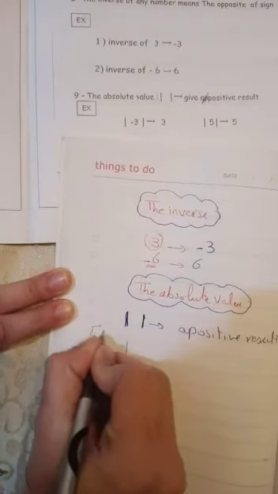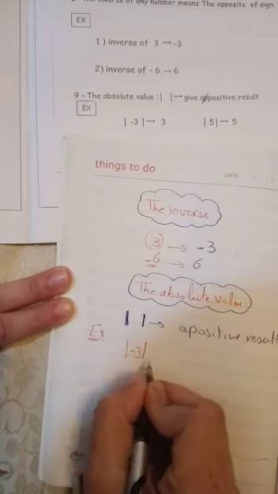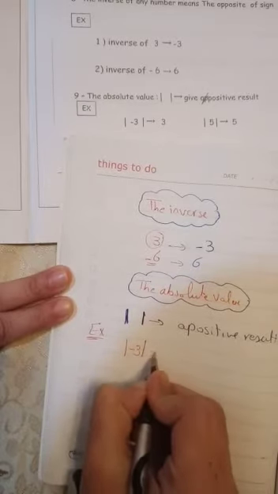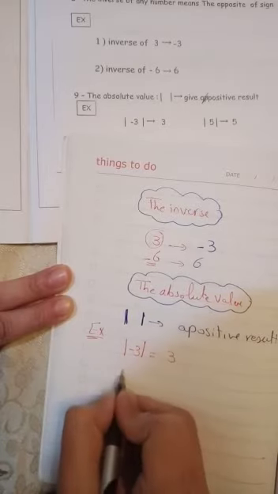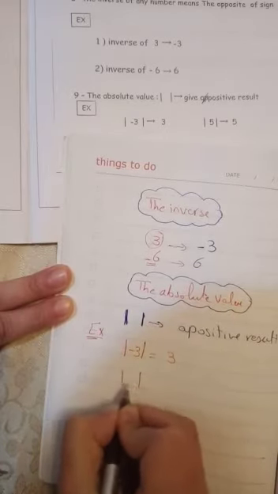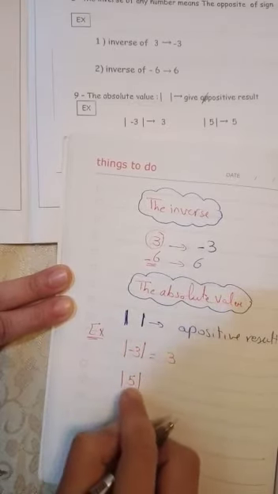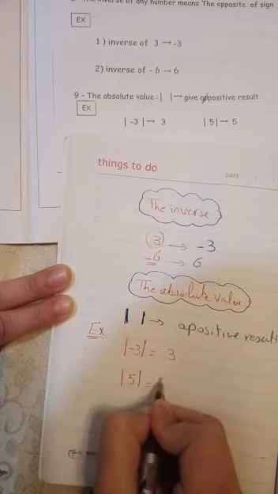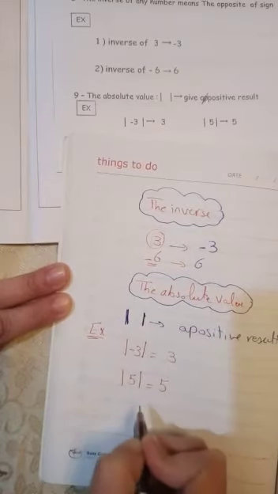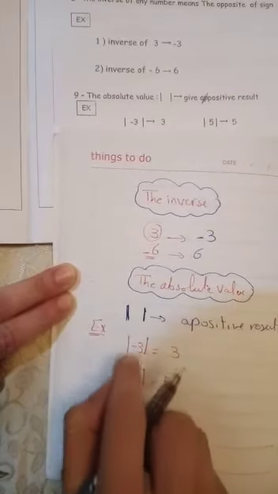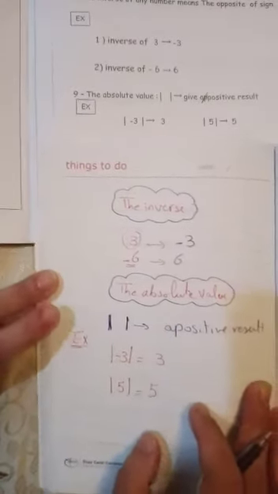If we have an example, I want the absolute value of -3. Absolute value gives us a positive number, so -3 will get out 3. Here we have the absolute value of 5. Any number inside the absolute value gets out positive. Negative gets out positive, positive gets out positive also.